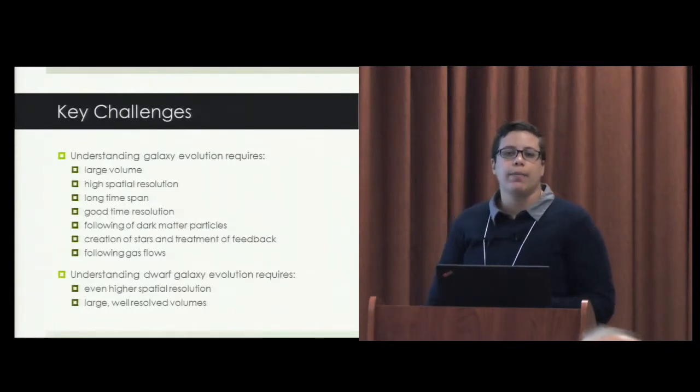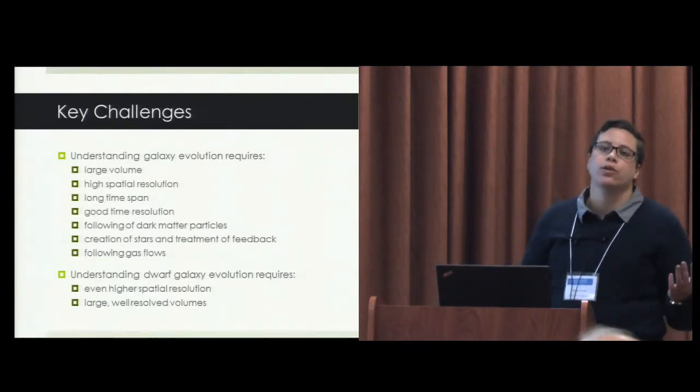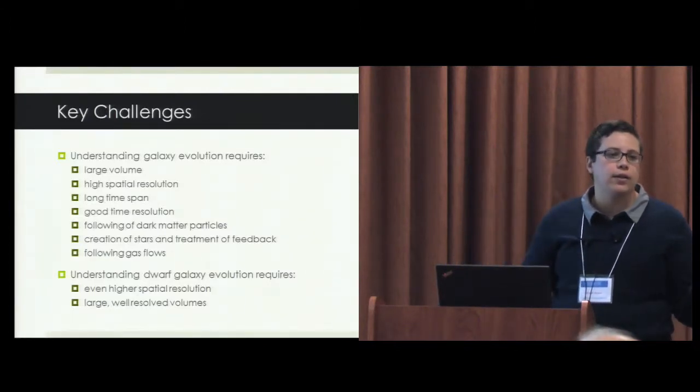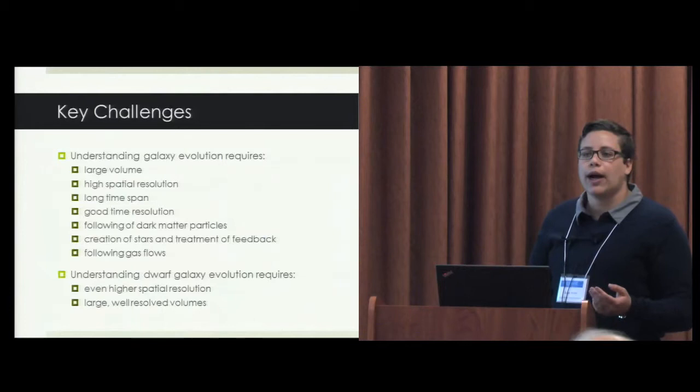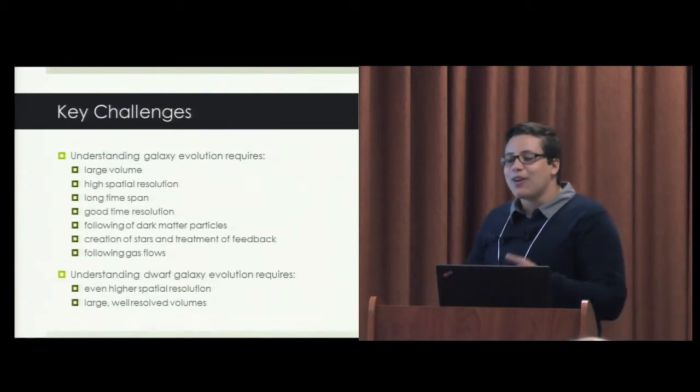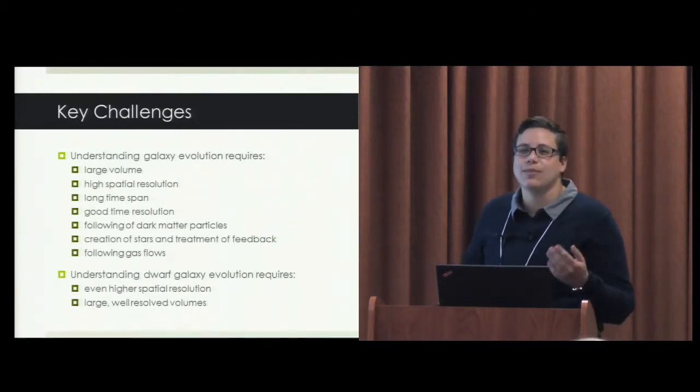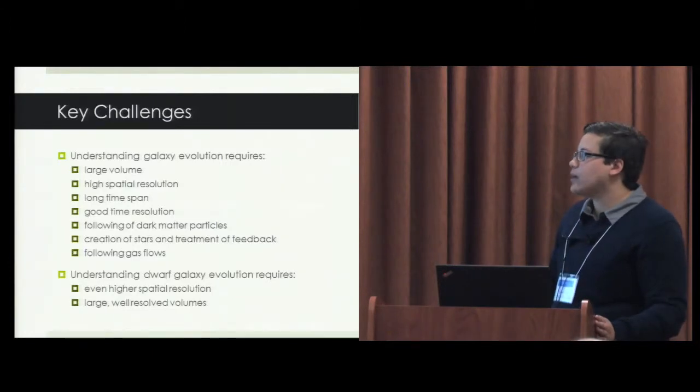And we want to have better resolved volumes in order to track what isolated dwarf galaxies are doing that are towards the edges of the virial radius of a main host galaxy. So we want to have a larger volume that's better resolved and even higher spatial resolution. And that's where we need the supercomputing time.